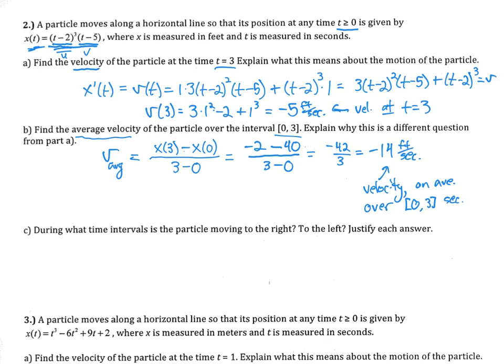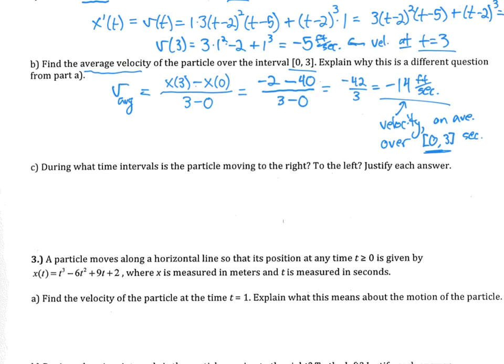So that velocity right there typically means that on average the particle is going negative 14 feet per second over this time interval. There were probably some spots where it was moving faster than that and probably some spots where it was moving slower than that. Whereas this is saying that at time t equals 3 the particle is moving exactly negative 5 feet per second. So this number is over a span of time. This number is at a moment in time. Okay. On to the next one.